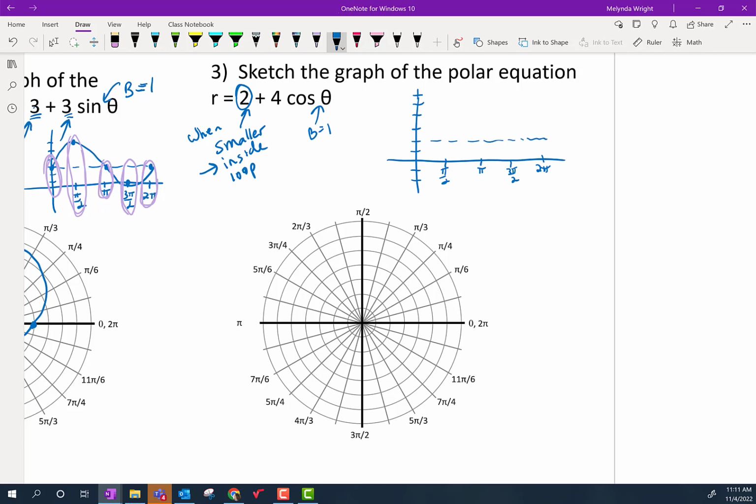It's cosine. So cosine starts up at the maximum, which is up here. Then it goes to the middle. Then it goes down below. Then it goes back to the middle, and then it goes to the top. Okay.